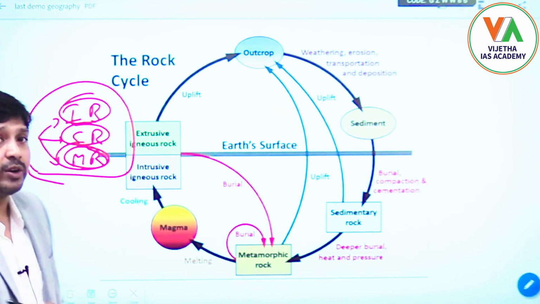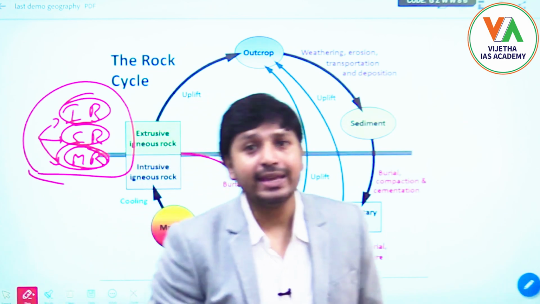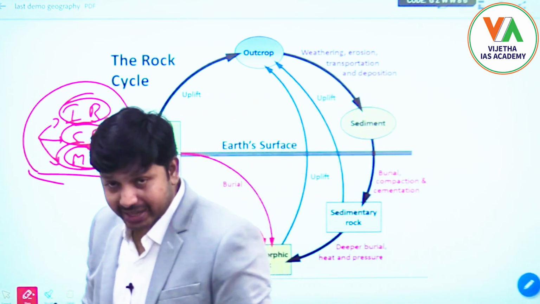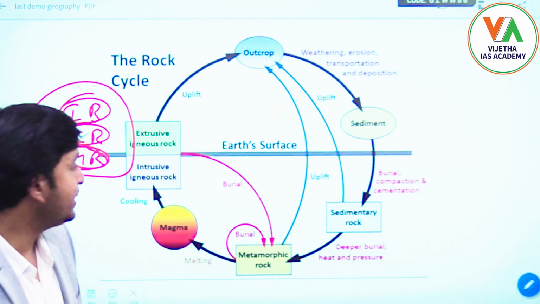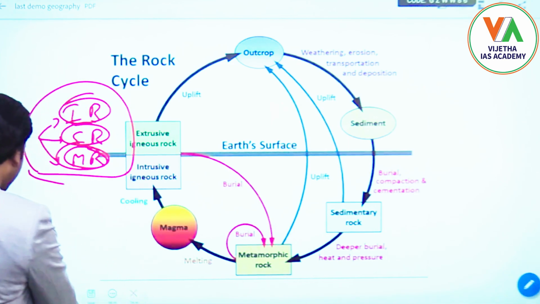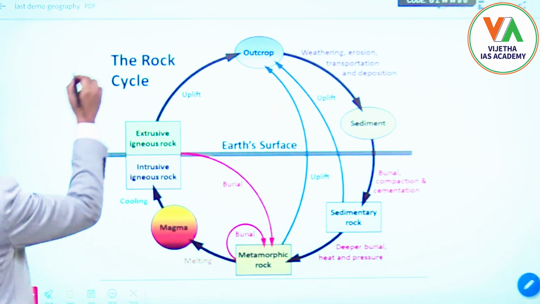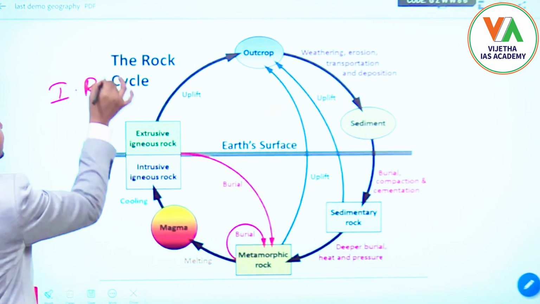So these are the different rock systems that are there on the earth. We'll discuss each rock system in detail. Is it clear? First we'll start with igneous rocks.